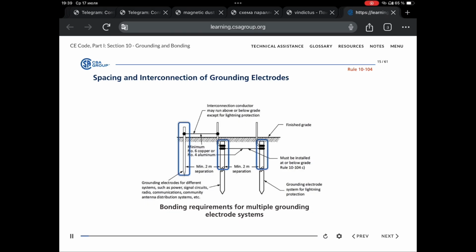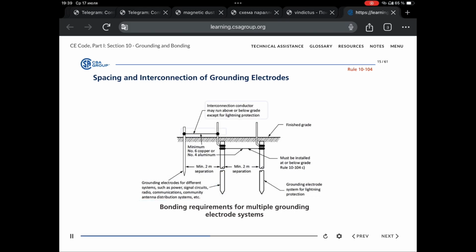Grounding electrodes must be separated by at least 2 meters between the grounding electrodes of building electrical wiring systems and the grounding electrodes of other wiring systems, such as lightning rod, communication, and community antenna distribution systems, as required by the Code. This ensures that the area of influence of one electrode does not intrude upon that of another.